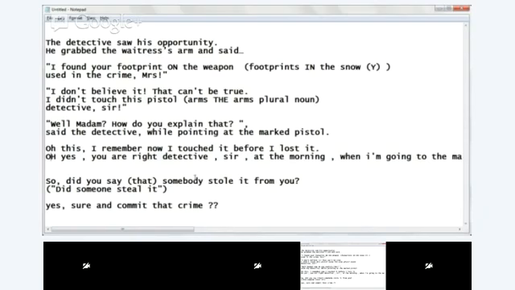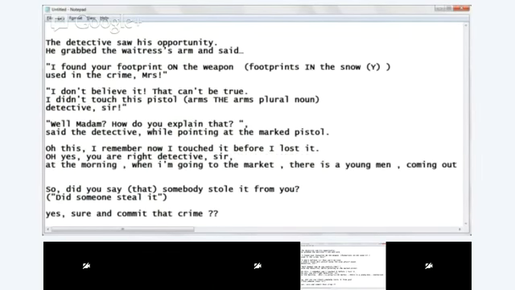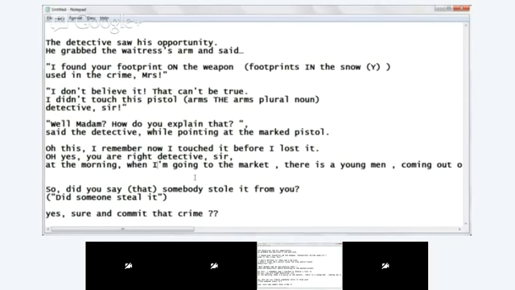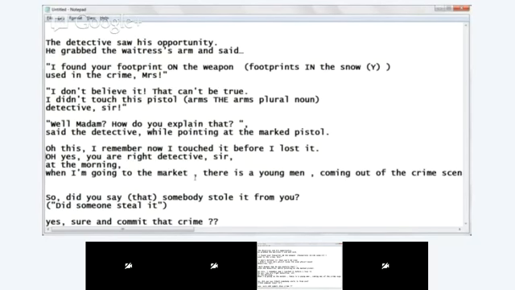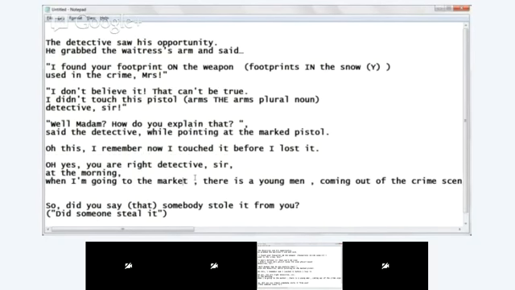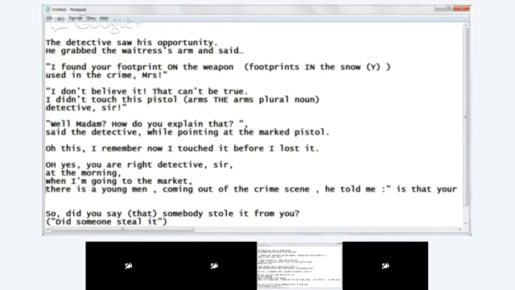So let me just say, the commas go immediately after the words. Look what I'm doing here. I'm knocking out that space there because commas go immediately after a word. So I'm doing that all the way through. There's another one. Now there's a problem here because we should put a capital I here. So when I'm going to the market there, and a comma immediately after the word, there is a young man.